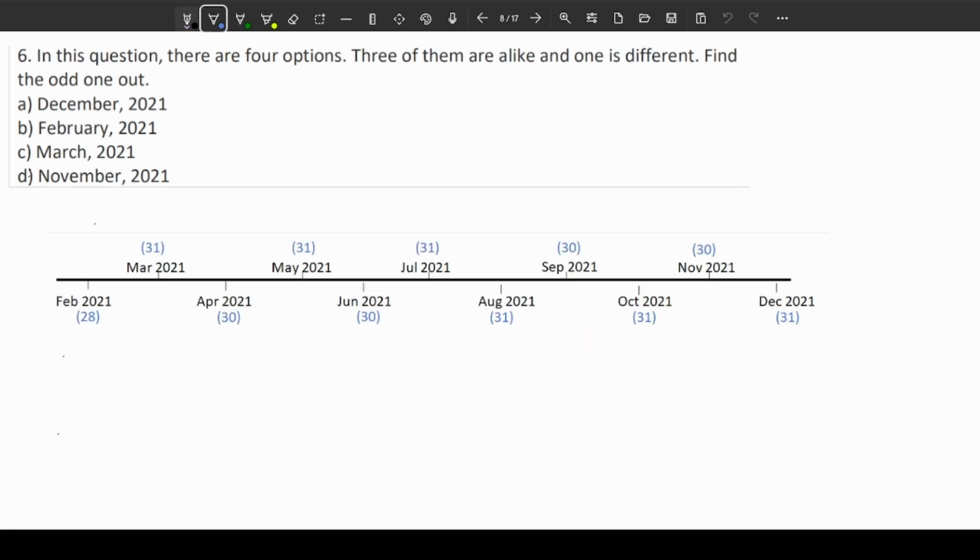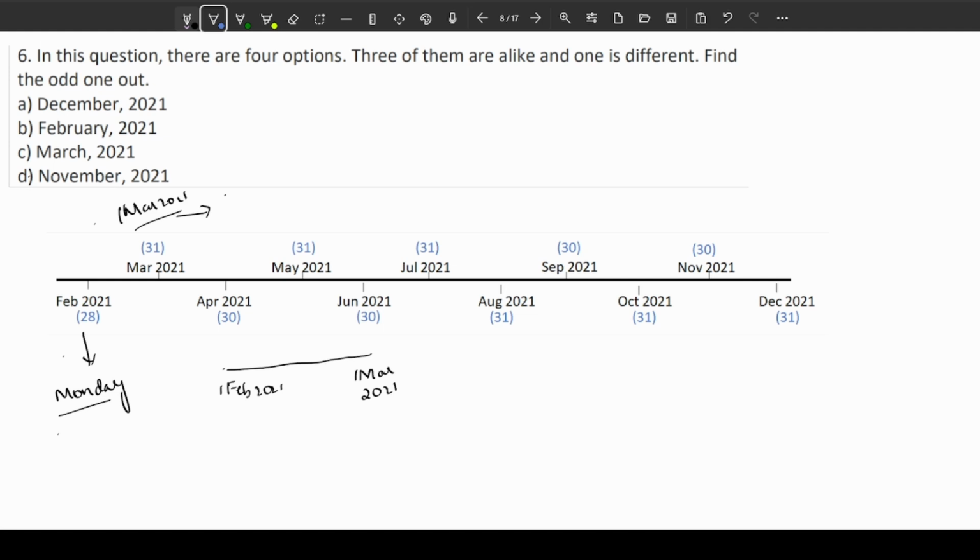Now, I have just represented the months along with their number of days. Like Feb 2021 has 28 since it's not a leap year. March 2021 has 31 days, etc. Now what we are going to do is, we are going to assume that Feb is starting on a Monday. Just assume it. I'm not sure if this is correct, but let's just assume one day.